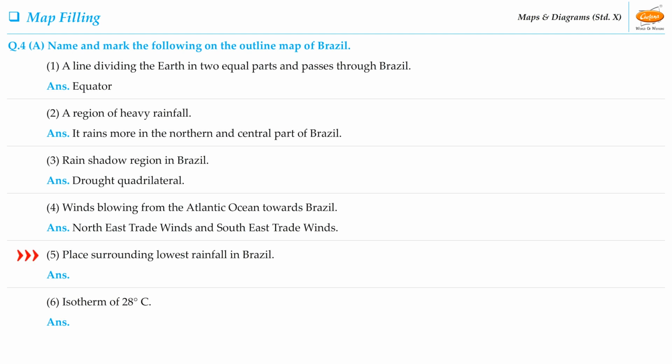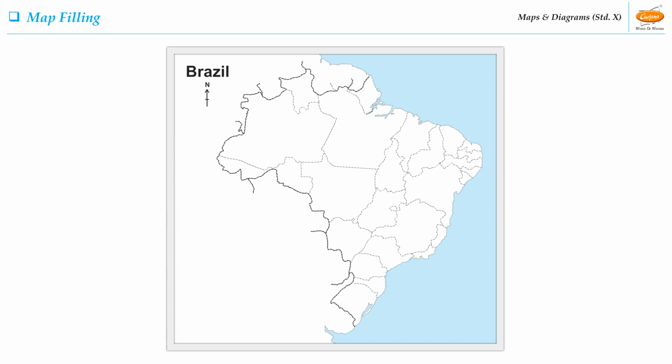Students, let us now study the fifth question of this activity. Name the place surrounding lowest rainfall in Brazil. Students, the place surrounding lowest rainfall in Brazil is the drought quadrilateral.